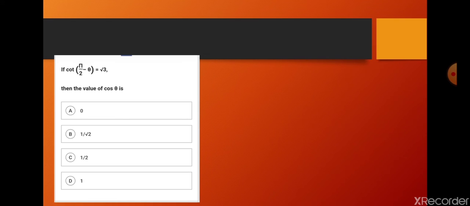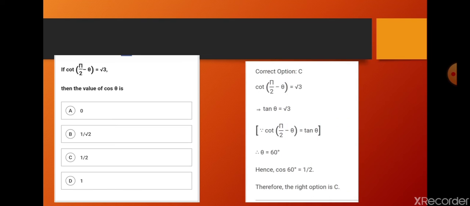Let's move on to the second problem. If cot of (pi by 2 minus theta) equals root 3, then the value of cos theta is: option A 0, option B 1 by root 2, option C 1 by 2, option D 1. The correct option is C, because cot of (pi by 2 minus theta) equals root 3 is the given equation. That means tan theta equals root 3, because cot of (pi by 2 minus theta) is nothing but tan theta.